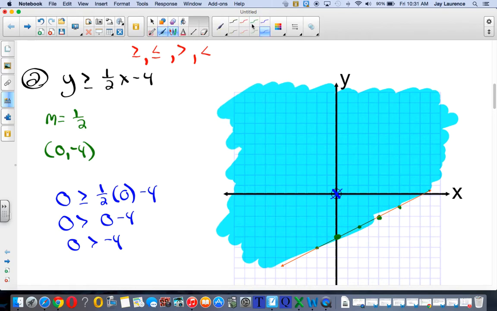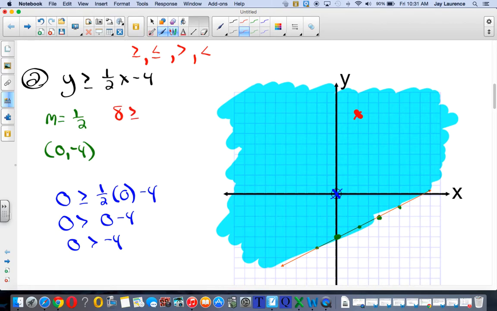Okay, let's pick another random point. Let's pick, I don't know, 2, 8. I'm going to plug 2 in for x and 8 in for y. I guarantee you're going to get a true statement.